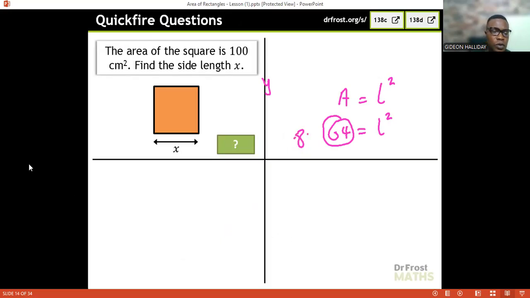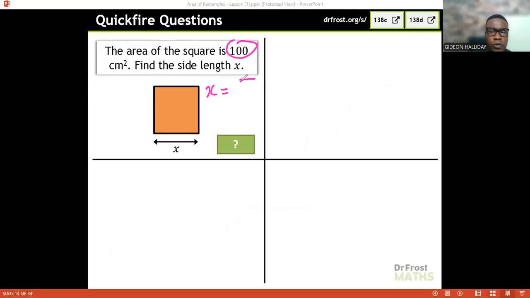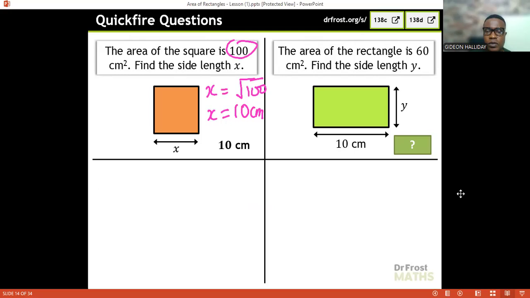Let's try it. Pause the video and work this out. This is a square, obviously. So x equals the square root of 100. What can you multiply by itself to give you 100? That's 10. So that's 10 centimeters. Lemon squeezy, right? Now the next one.